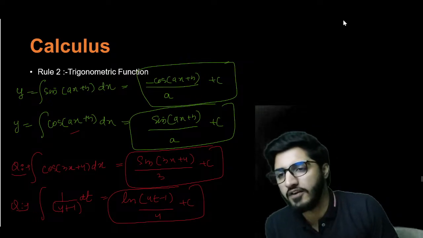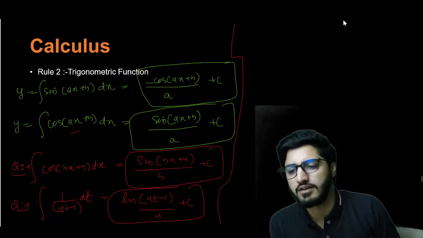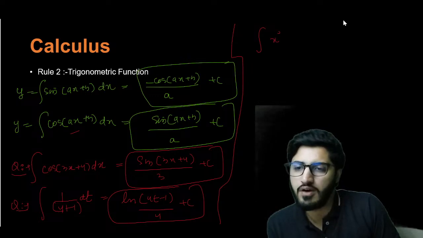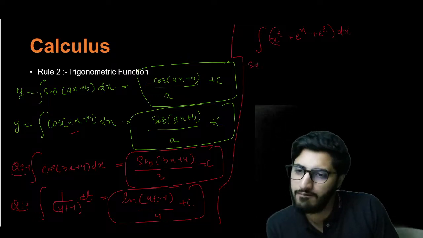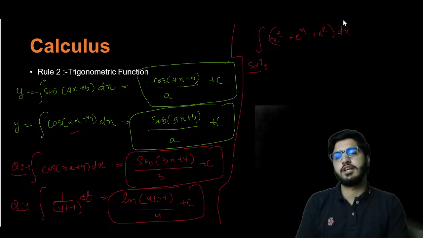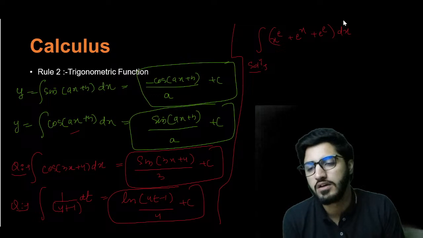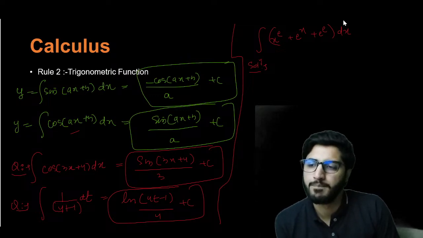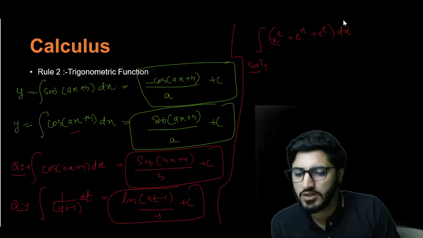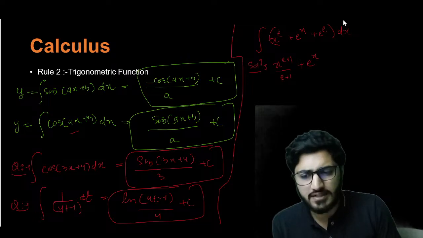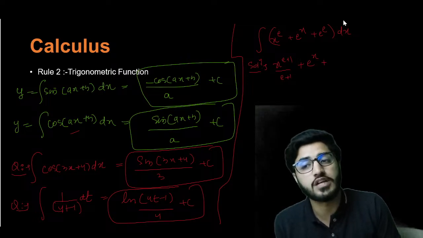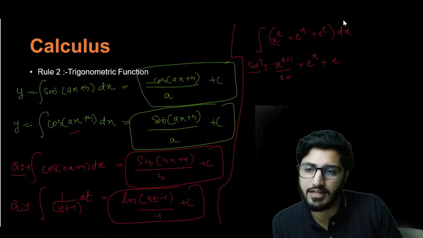And one of my favorite numericals: integration of x to the power e plus e to the power x plus e to the power e with respect to dx. How can we do it now? Look, x to the power e is purely a case of an algebraic function, so I can write x to the power e plus 1 divided by e plus 1. Then e to the power x is exponential, the same e to the power x. And e to the power e is a constant, 2.7, so I can write it as e to the power e multiplied by x, plus c.